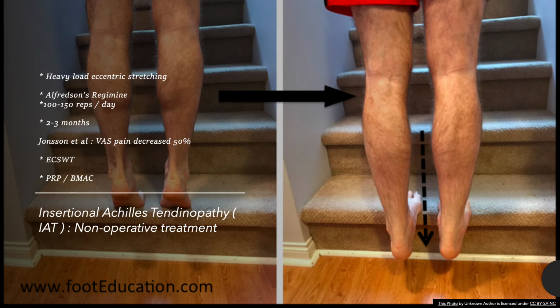Now, there are in the literature descriptions of treatments using extracorporeal shockwave therapy, prolotherapy, and within the last handful of years or so, PRP and bone marrow aspirate concentrate, which I'm not going to go into too much here because there's not a ton of literature specifically regarding orthobiologics and insertional Achilles tendinosis.